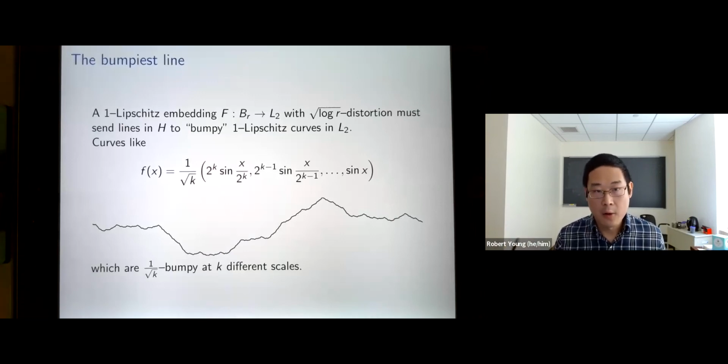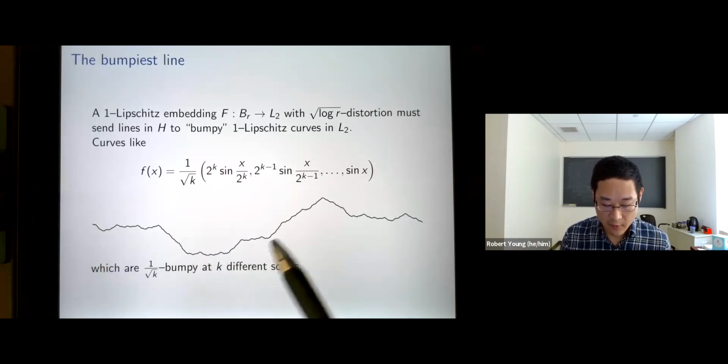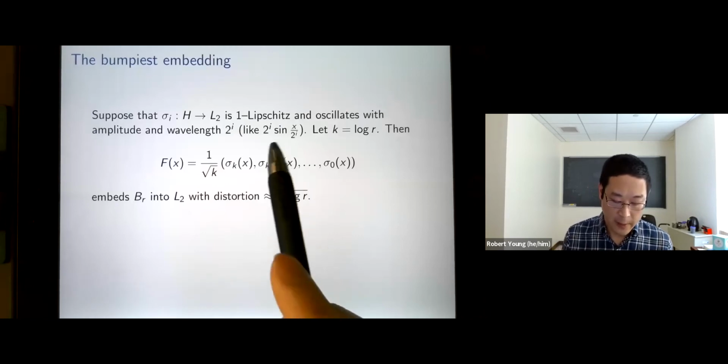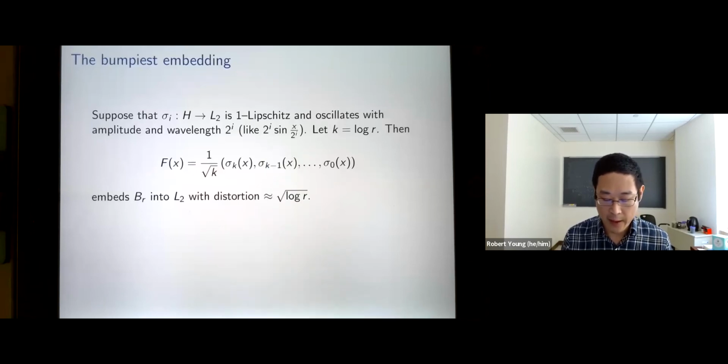If this is the bumpiest curve we can construct, how do we construct a map from the Heisenberg group to R^n so that every horizontal line maps to a curve that's roughly like this? Well, that's Assaf's embedding theorem. If you construct a sequence of maps, let's call them sigma i, from the Heisenberg group to Hilbert space, where each map is one Lipschitz, and each map has amplitude and wavelength about 2 to the i, like these coordinate functions from the last page, like 2 to the i sine of x over 2 to the i. These are not too hard to construct.